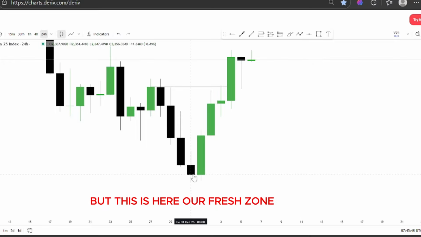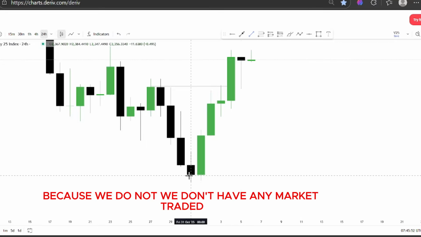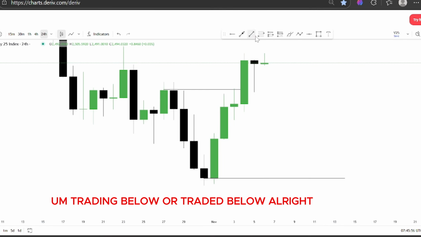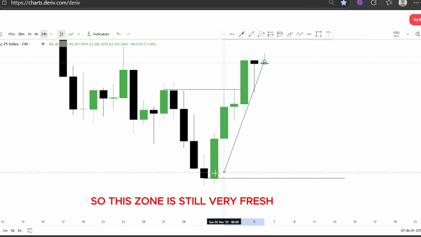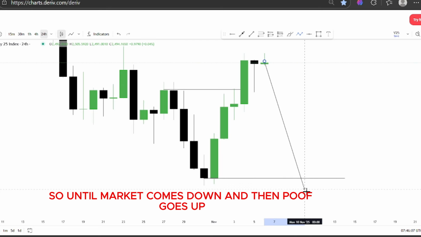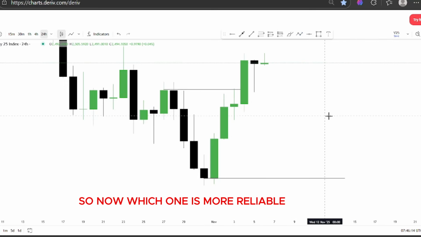But here is our fresh zone. There is a fresh zone right here. Why? Because we don't have any market trading below it. The market did not come below this level, so this zone is still very fresh. It's untapped. Very fresh. Until the market comes down and then goes up, that's when this level is no longer fresh.